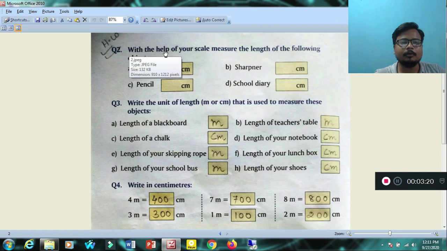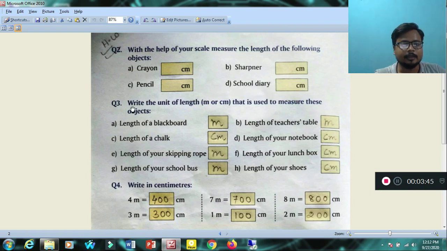With the help of your scale, measure the length of the following. You have to use your scale and measure the length of the following. You have to do these questions by your own, because you all have crayon, pencils, sharpener and school diary at your home, okay. So you have to do it by your own with the help of a measuring scale.